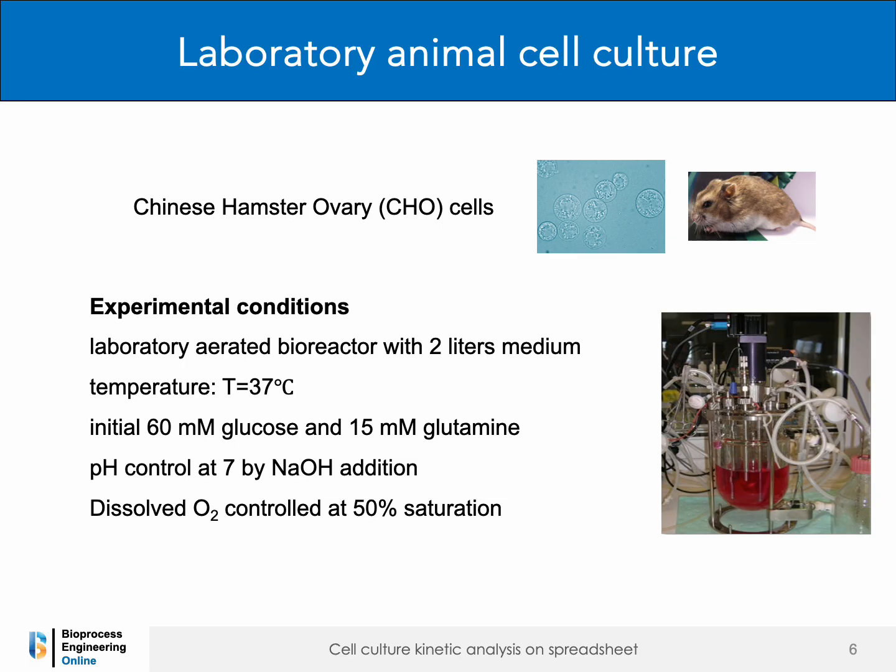For this kinetic analysis, a Chinese hamster ovary, CHO cell, is grown in a laboratory bioreactor filled with 2 liters of medium at a controlled temperature of 37 degrees Celsius. The chemically defined serum-free medium contains an initial 60 millimolar glucose and 15 millimolar glutamine concentrations. During the culture, pH is maintained at 7 through addition of sodium hydroxide, and dissolved oxygen is controlled at 50% saturation through air and oxygen sparging.